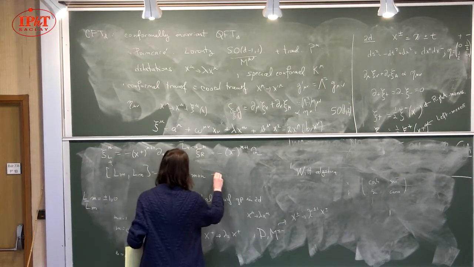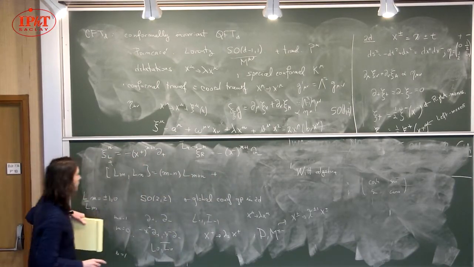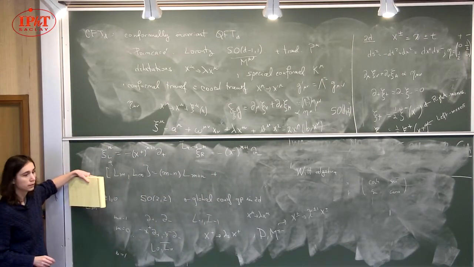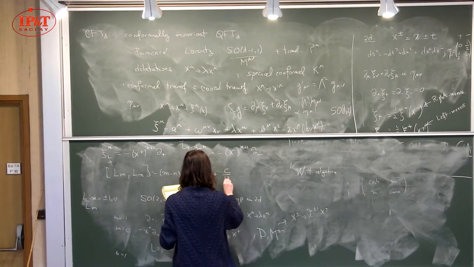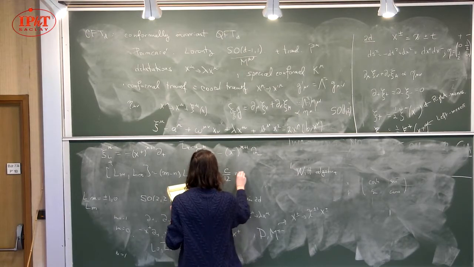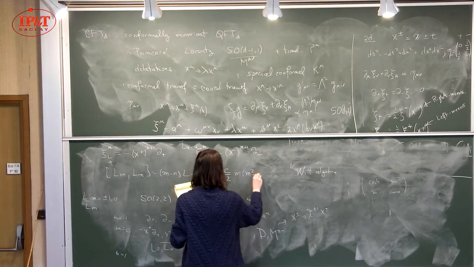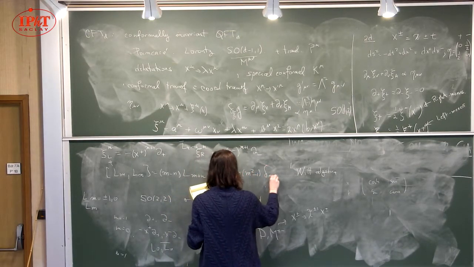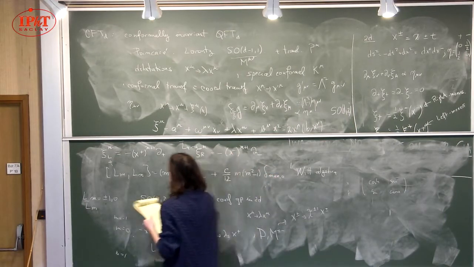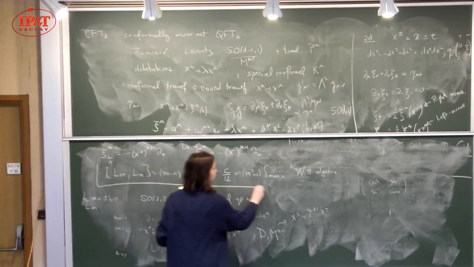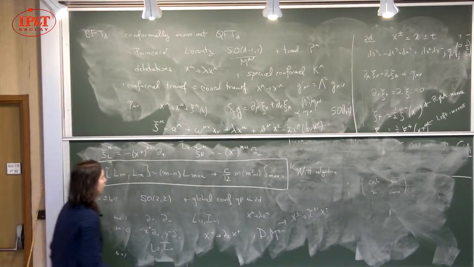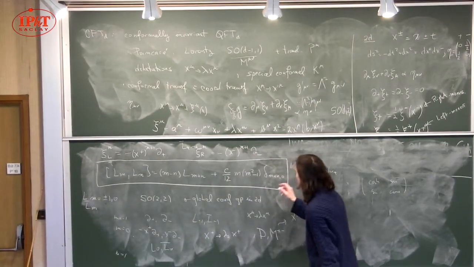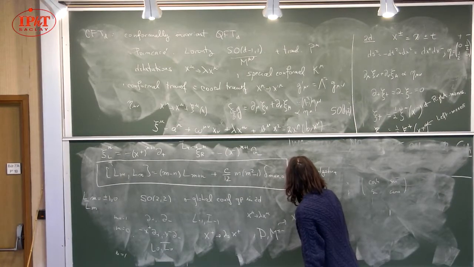And what this does, it adds a central term to this algebra. And the central term is c over 12 times m times m squared minus 1 times delta m plus n, 0. And similarly for the bar generators, I won't write it down. And this thing is known as the Virasoro algebra.